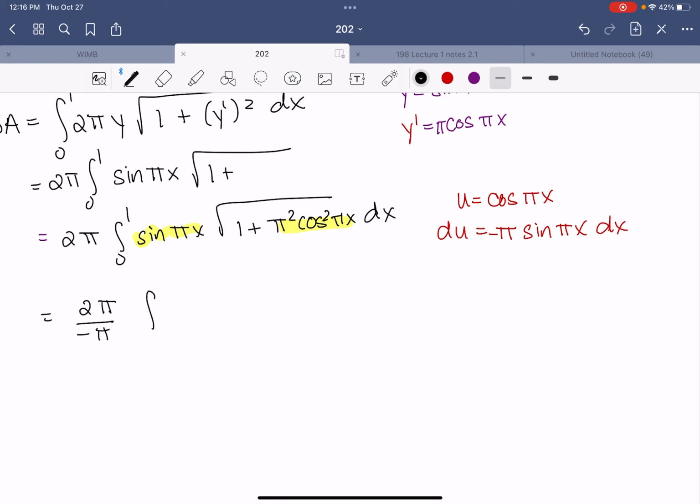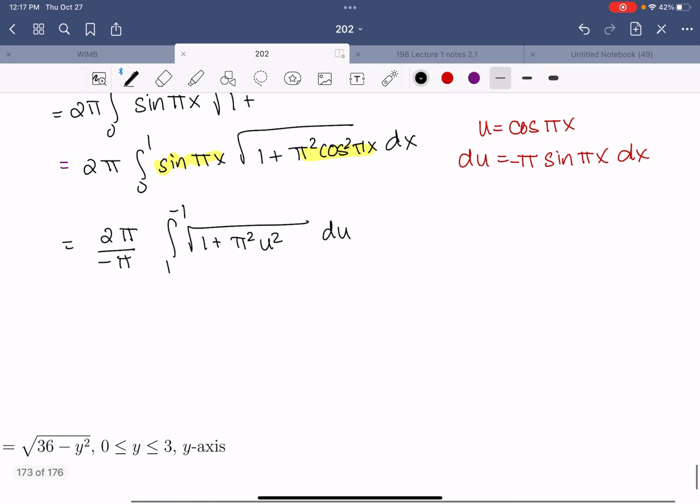If you plug in 0, the cosine of 0 is 1. And if you plug in 1, the cosine of pi is negative 1. So we're going from 1 to negative 1. The sine of pi x and my dx becomes my du. So I just need 1 plus pi squared u squared du. All right, now here's the problem.